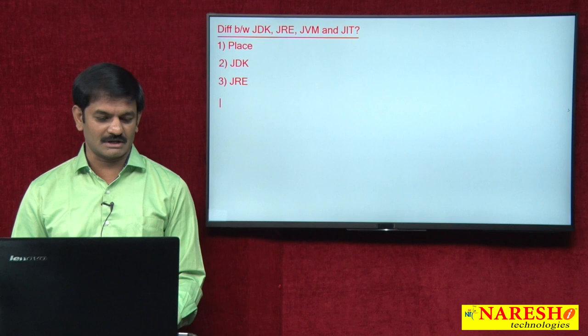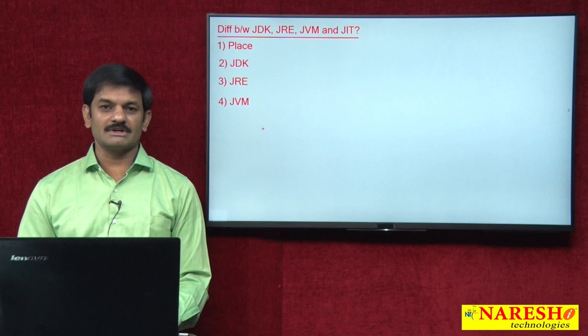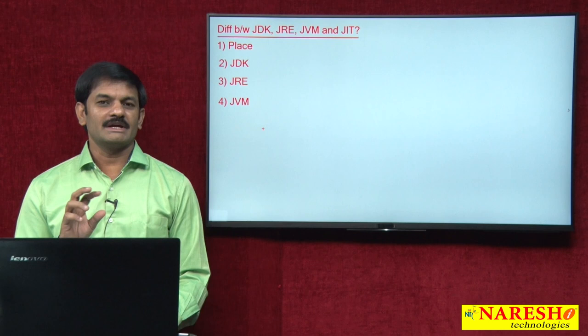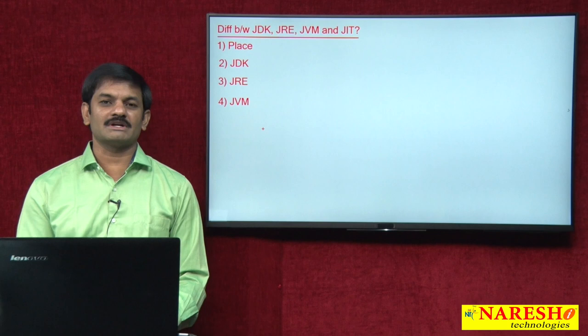Now tell me fourth point about JVM. JVM stands for Java Virtual Machine. It is a Java platform. It is called Java platform because it is responsible for running Java bytecodes. JVM provides interpreter plus JIT and some other components for running bytecode by converting into current OS machine language. That's the point about JVM.